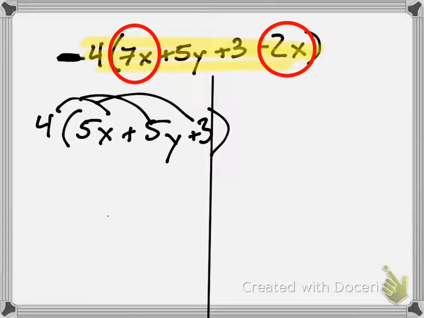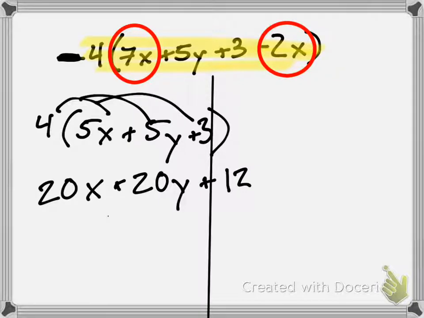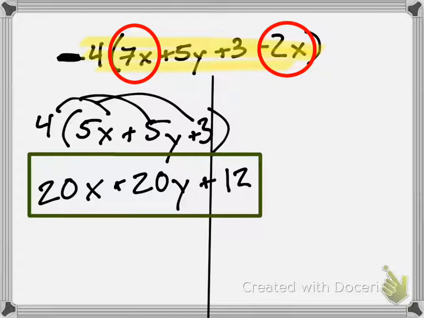4 times 5x. What is 4 times 5x? Fernando. 20x. What is 4 times 5y? Now everyone should know it because Fernando gave us a great hint. What's 4 times 5y, Miles? 20y. And then what's 4 times 3? Hannah. 12. Exactly. Can I combine anything here? No. This is my answer. I can't combine it. Don't get thrown off.